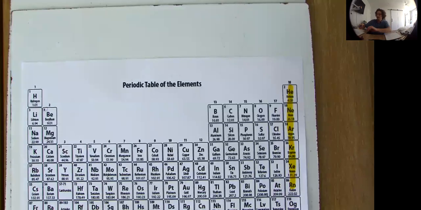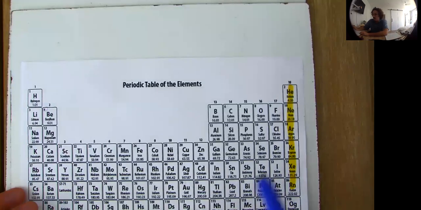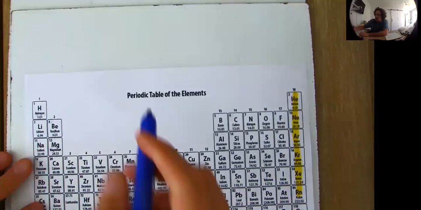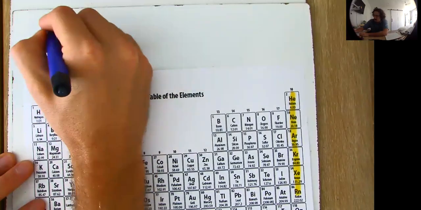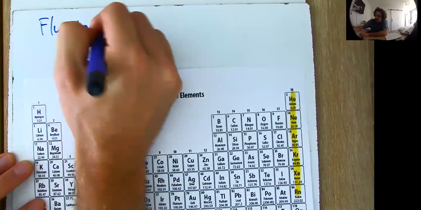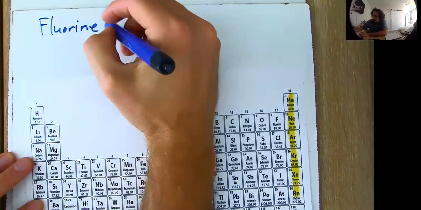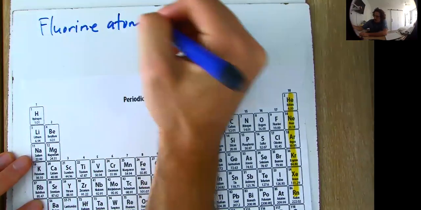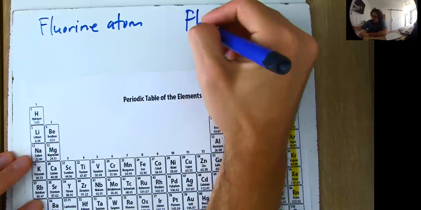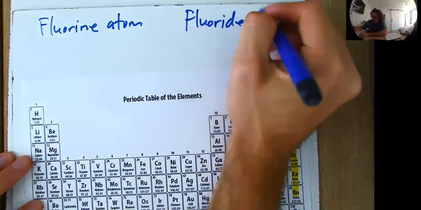So let's start with an example. Let's analyze the fluorine atom and the fluoride ion. So we got, if you're writing this down, fluorine atom versus fluoride ion.